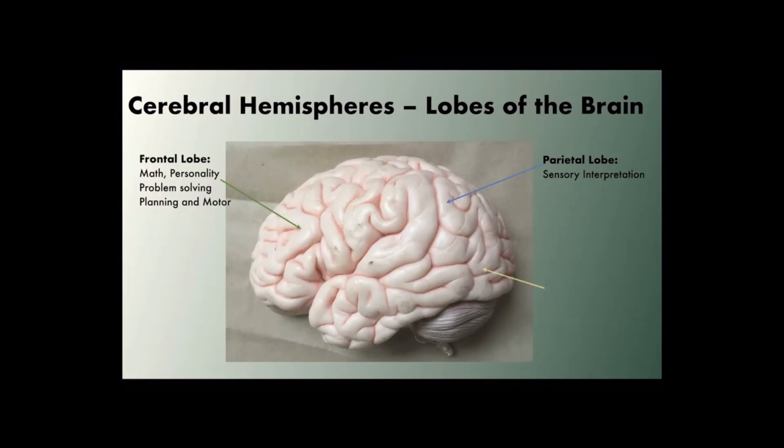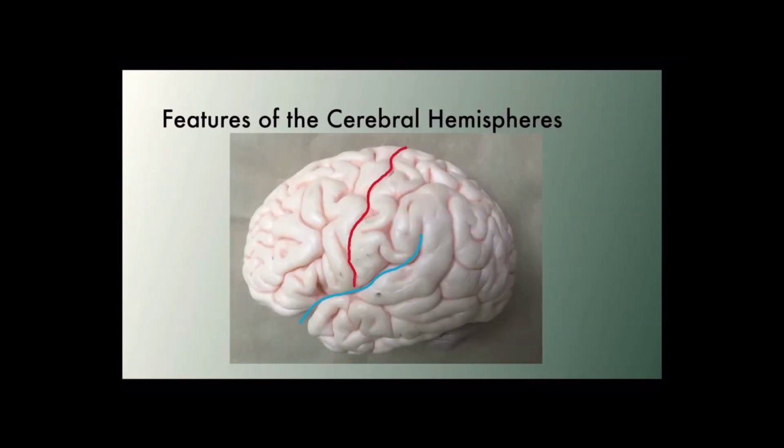What about here? You got it. That's our occipital lobe. We're thinking visual cortex. Okay. What about here? That's right. Temporal lobe. Hearing, language, smell, taste, balance. Temporal lobe. Okay.